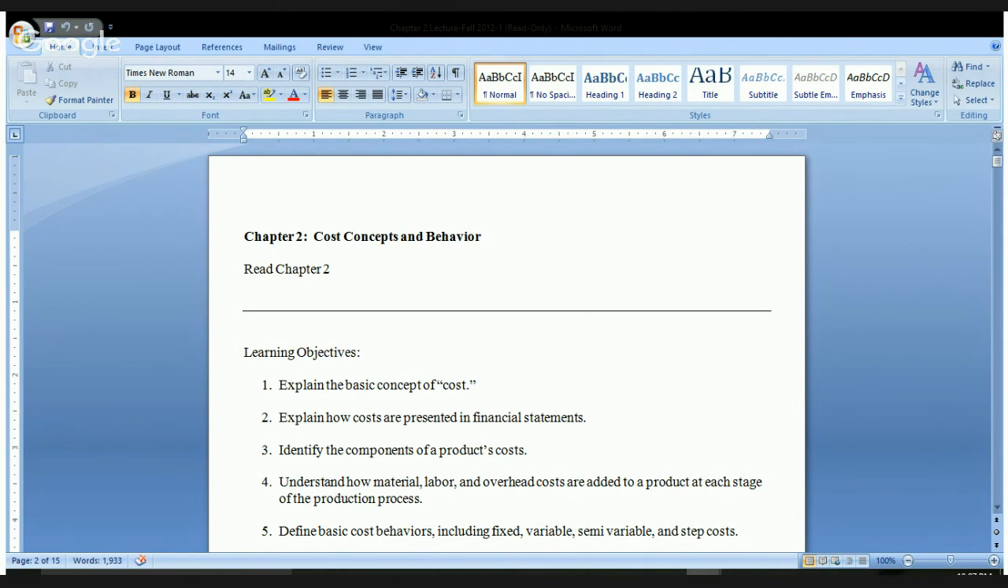Examples of this are manufacturing companies: the direct materials, certain manufacturing overhead, direct labor, and such. So, based on the number of products you produce, the costs are going to go up.